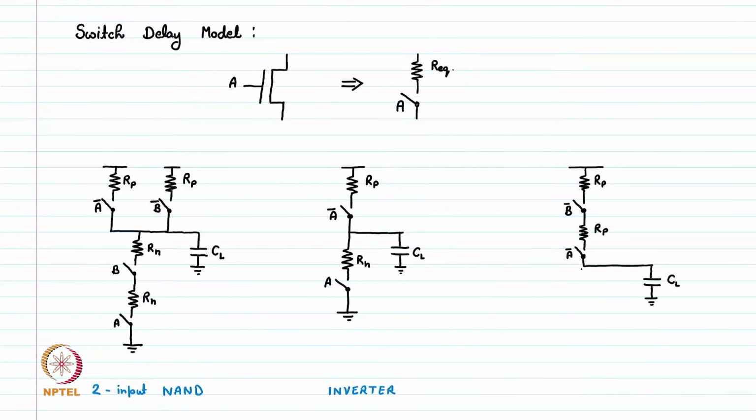For the pull down network, we have two NMOS in parallel. So let's say this is the first NMOS, resistance is Rn, control signal is A, and this is another instance of NMOS, resistance is Rn, and the control signal is B. So this is a 2-input NOR gate.